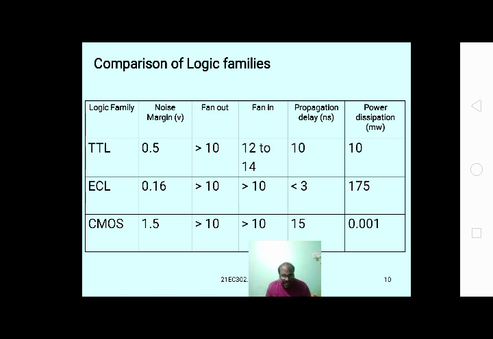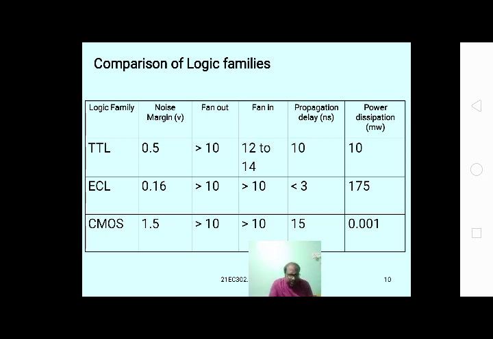Okay, the basic gate is the gate which is used by the logic family for its basic operation, from which the other logic functions can be developed. These are the specifications as well as the characteristics of logic families.